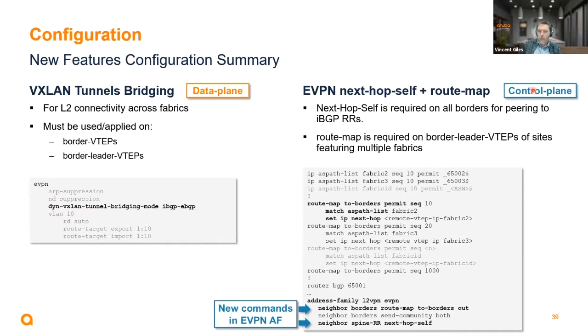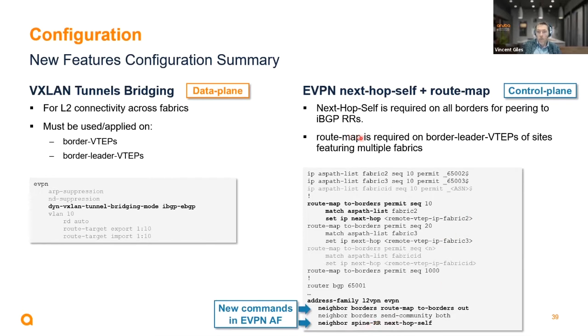Then the control plane part, we have the next hop self that is required on all the borders to peer to the route reflector. And for that, this is the new command in the EVPN address family inside BGP. So typically, you will set that up on the spine route reflector peer group that you configure to simplify your configuration, so that you can apply that on all the neighbors that are the route reflector spines on your border VTEP.